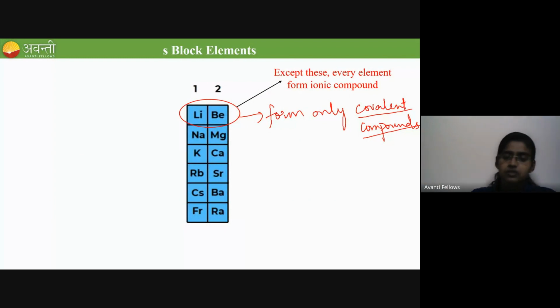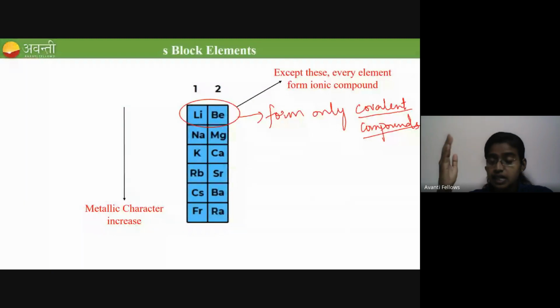And talking about the metallic nature, it increases from top to bottom. On moving down the group, metallic character increases. Now, when you compare lithium and francium, which is more metallic? Francium is more metallic. Lithium is least metallic. Got it? So, when the metallic nature increases, the reactivity of the elements also increases.